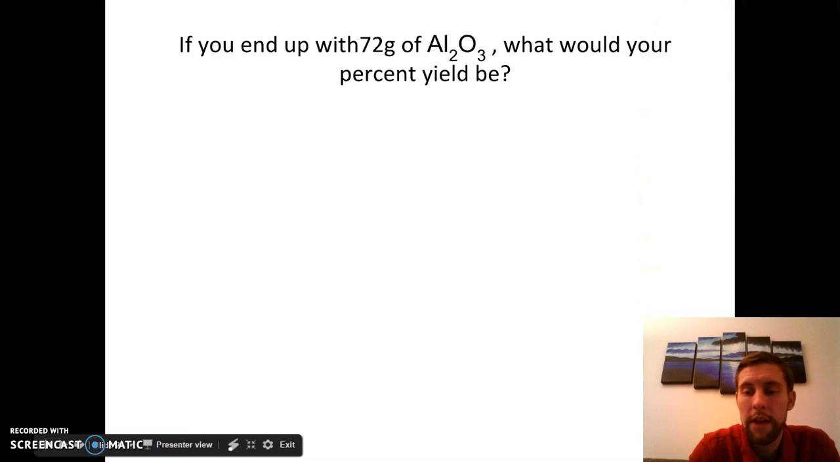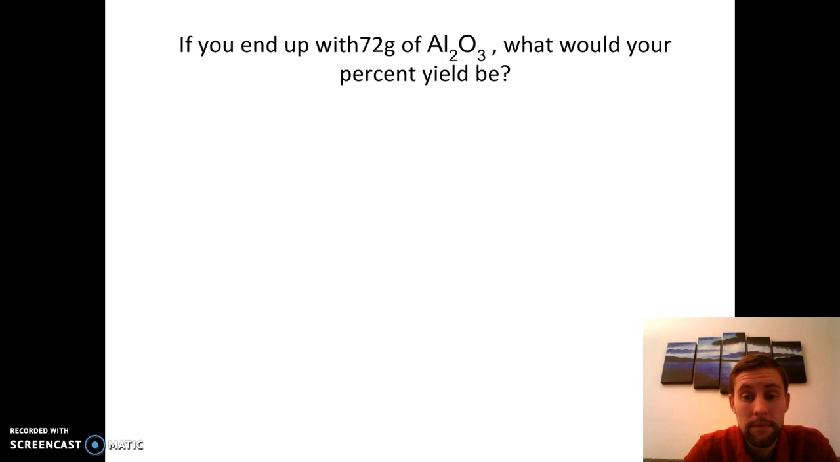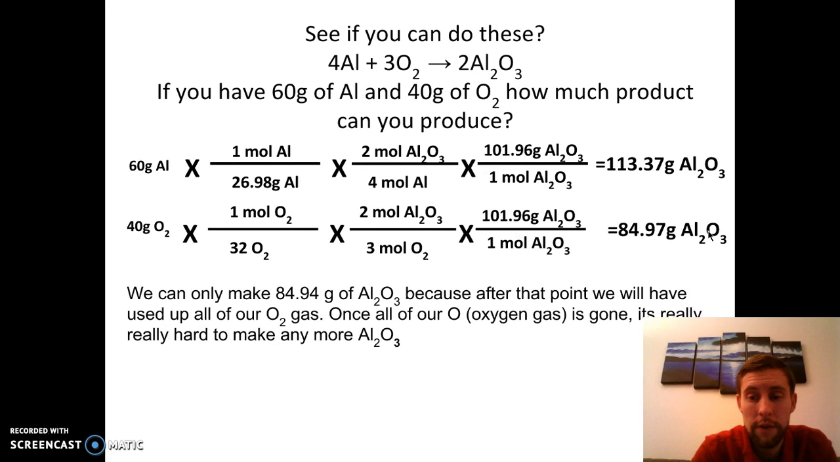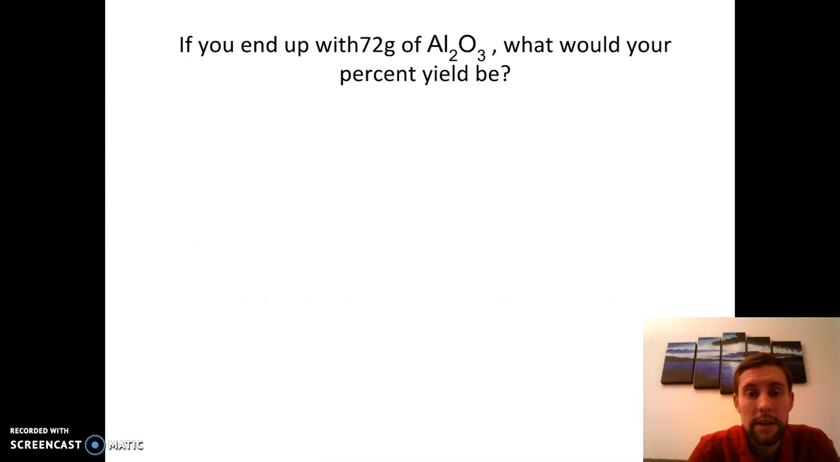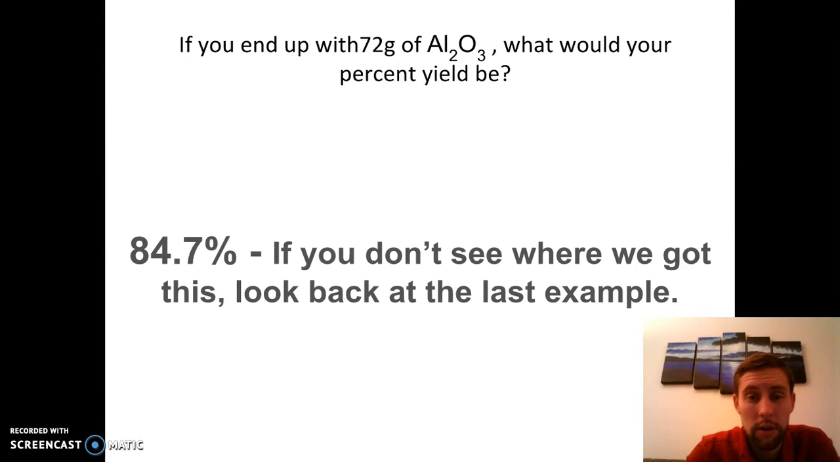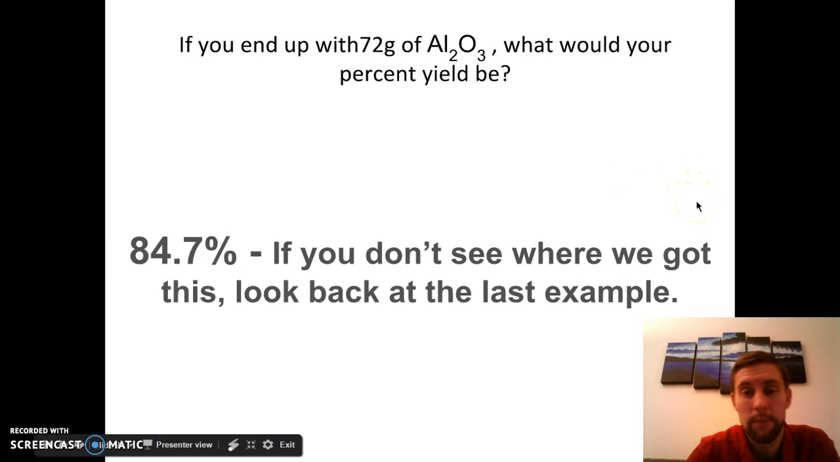Alright. And if in that same problem, if you ended up with 72 grams of Al2O3 in the lab, what would your percent yield be? Alright, well we know that we actually got 72 grams here. And we know we should have gotten 84.97. Pick one, I don't know why those are different. They shouldn't be. About 84.95-ish grams of Al2O3. We need to take our actual over our theoretical times 100. Should get something around 84.7%. If you don't, look back. What do you know?